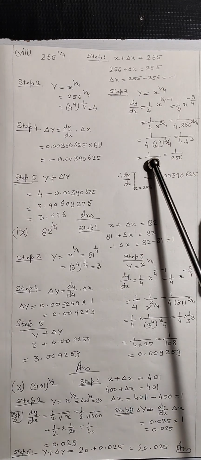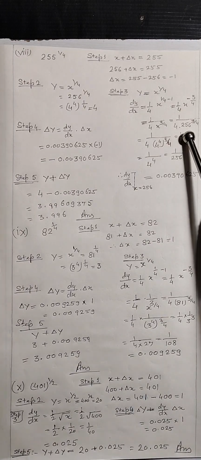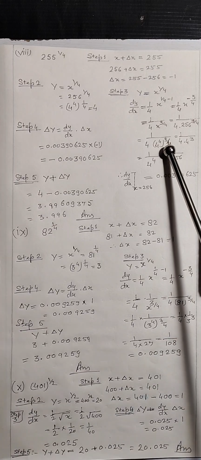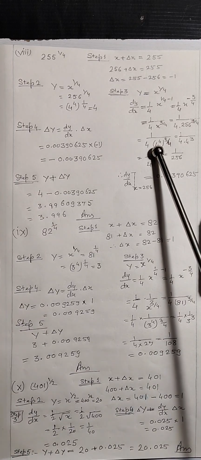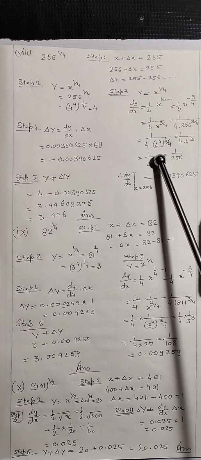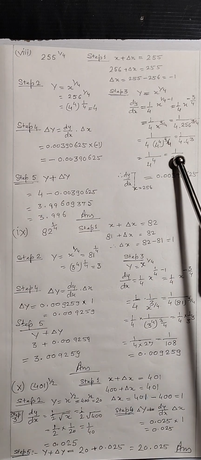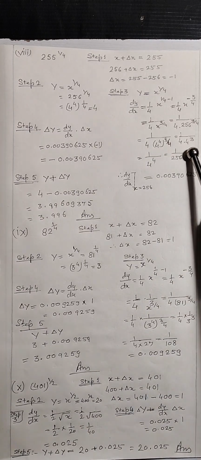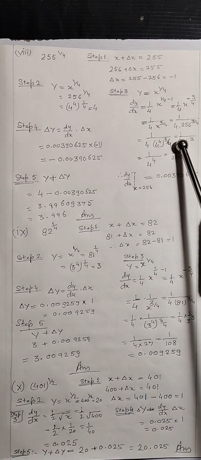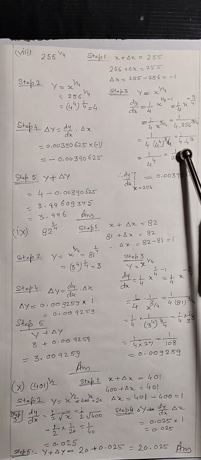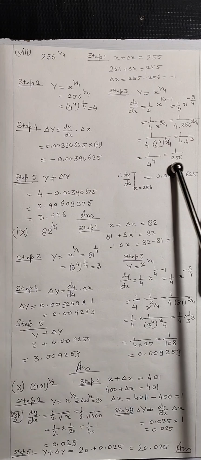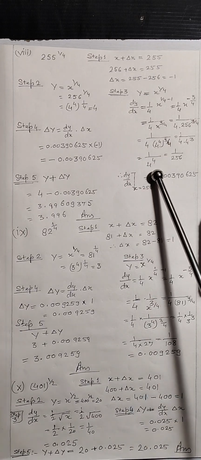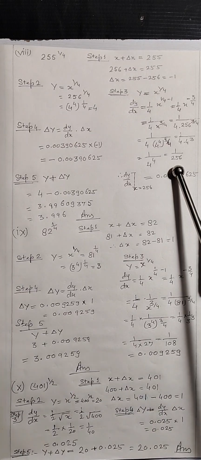So 1 by 4 as it is. Here in place of 256 I have written 4 raised to power 4 and whole raised to power 3 by 4. 4 cancels. We will get 4 raised to power 3. 4 raised to power 3 is here and 1 by 4 is this. So 4 is the same base, so the powers will add. So it will become 4 raised to power 4. See, I have written here 1 upon 4 raised to power 4. That will be equal to 1 upon 256.